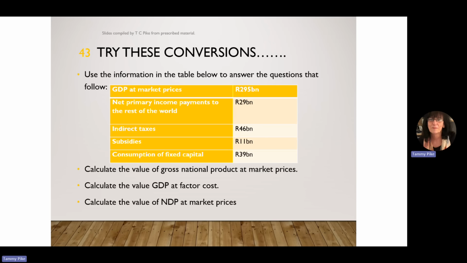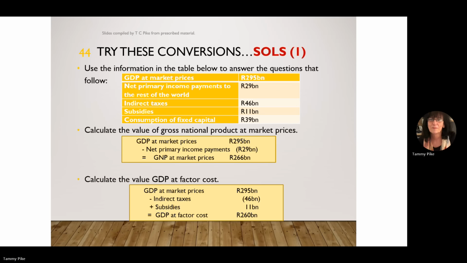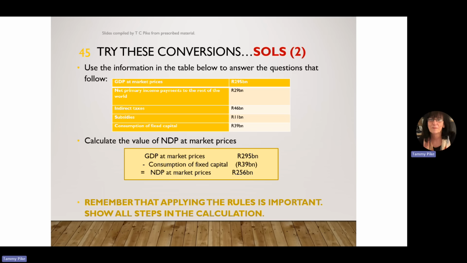All right. There we go. Let's go have a look. There's your first one. First two, rather, done for you. And then your last one, done for you. And then I say here, remember that applying the rules is important. Show all steps in the calculation. You need to, one, apply the rules. When I say the rules, I mean the method. You've got to follow the specific method. And you've got to show me step by step what you do. Because if you don't, you're not going to get the marks. If you just give me a list of numbers, or your lecturer a list of numbers, chances are you're not going to get those marks, even if you got your answer right. All right. So please be very disciplined in your approach to these conversions. These are really conversions more than calculations.